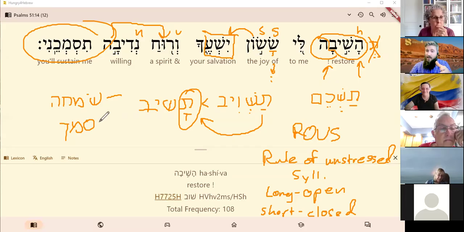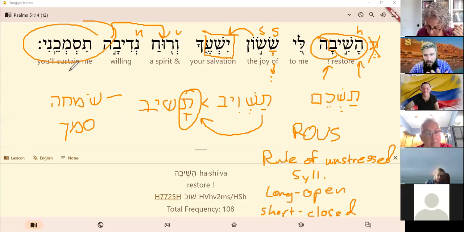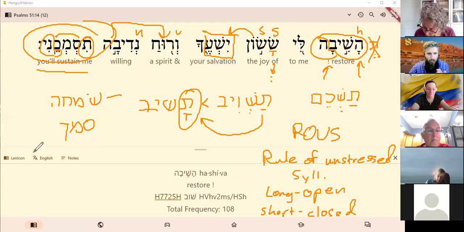It's the Semitic root from which the letter samech derives. It's to lean or support or press on something, right? Samach. So here we have tismacheni. It has to do with leaning or using something as a support. It says you'll sustain or support me. You, Tav, will support me. All right, questions on this before we move on?